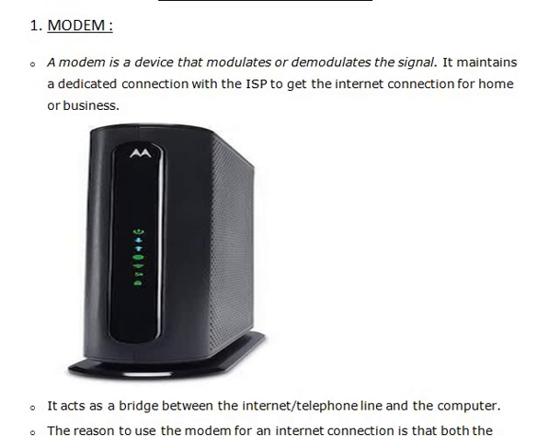So the first device is modem. Students, as the name indicates, modem is composed of two words: one is modulation and the second is demodulation. Here MO stands for modulation and DEM stands for demodulation. Modulation and demodulation is a process in which we convert one form of signal to another form. As you know, students, the computer is a digital machine and it works with digital data only.